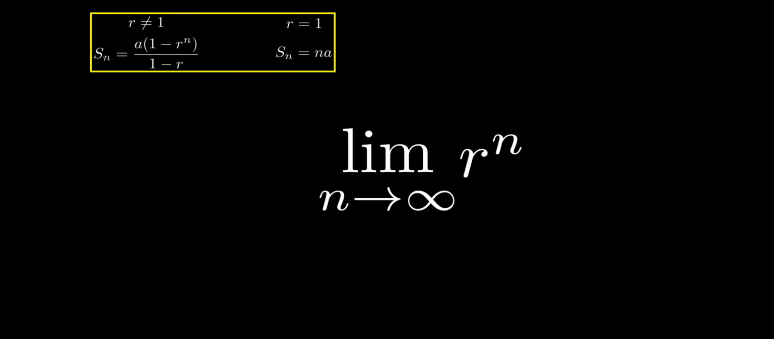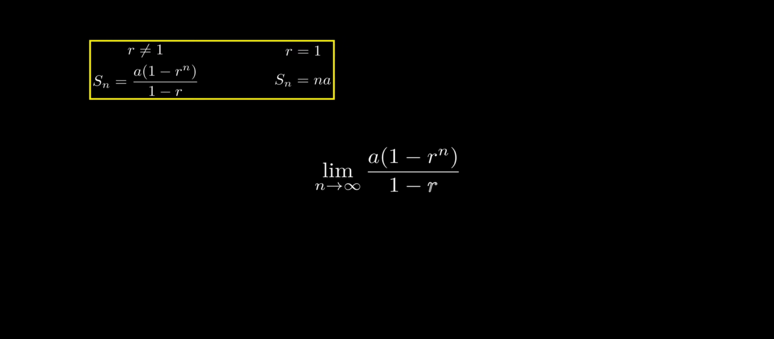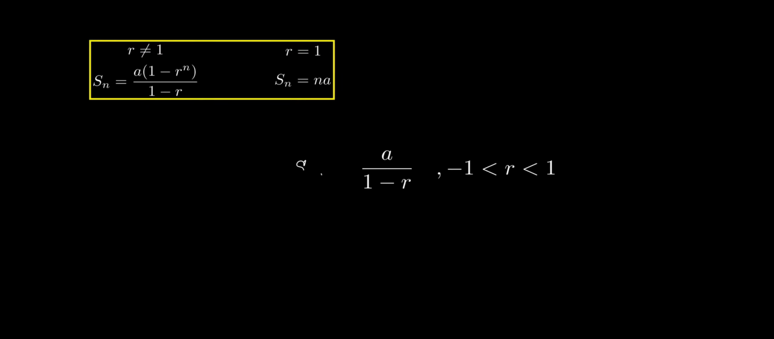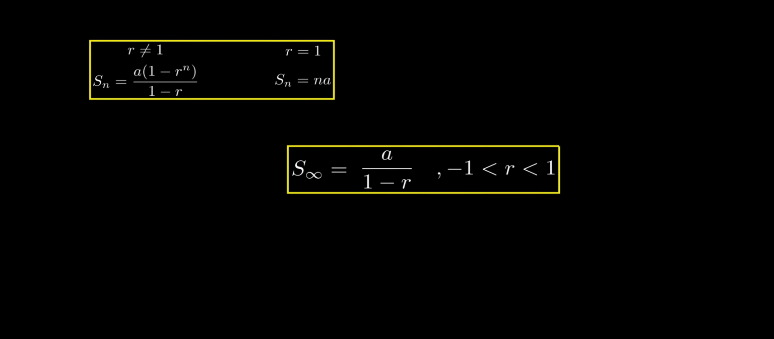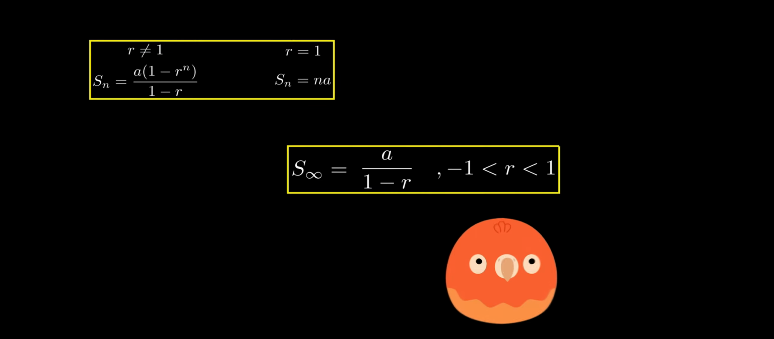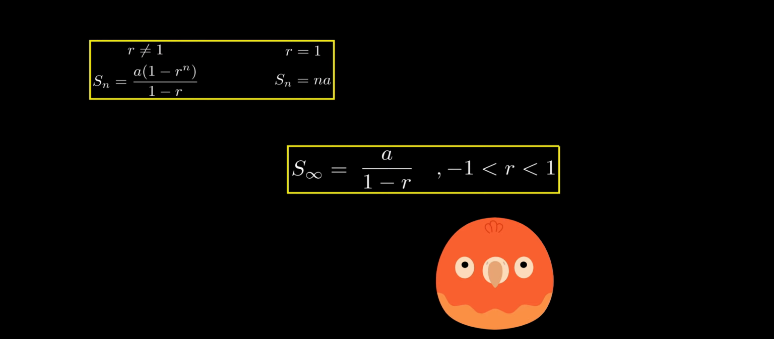So we can conclude that r to the power n equals 0 when r is greater than -1 and less than 1. Using this fact to solve the limit of this expression, we can substitute r to the power n with 0, which would give us a over 1 minus r when r is greater than -1 and less than 1. So this is our formula for finding the sum of an infinite geometric series.